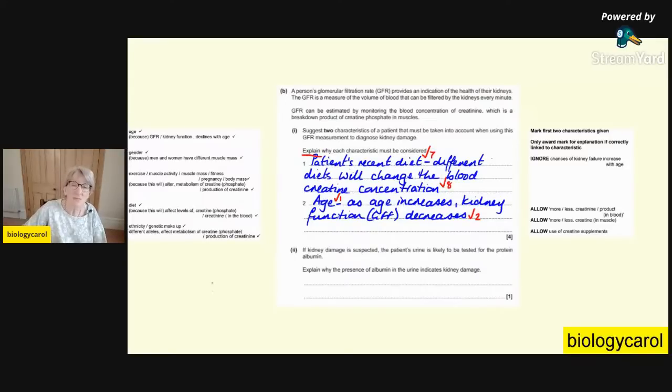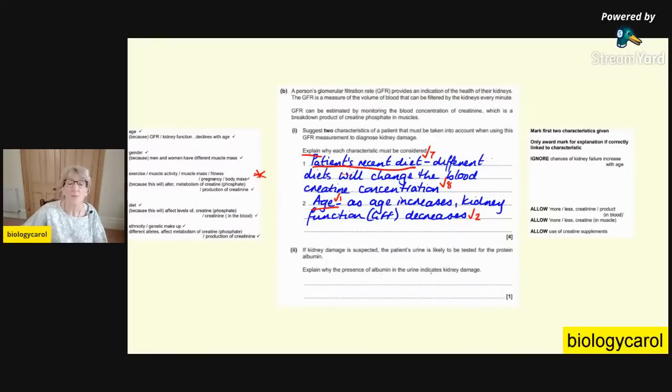Notice again, explain why each characteristic must be considered. You've got to give some extra information on why what you have suggested matters. Here are the suggestions: diet and age. Why would they make a difference? I think this one would also have been an obvious one to write as well, given that you learn about phosphocreatine in the respiration topic.